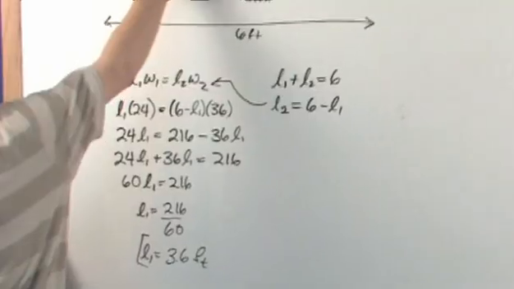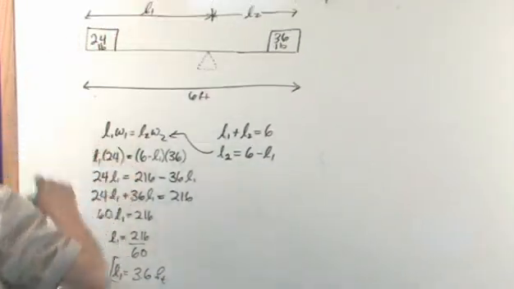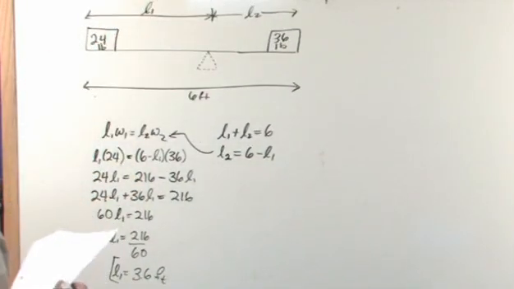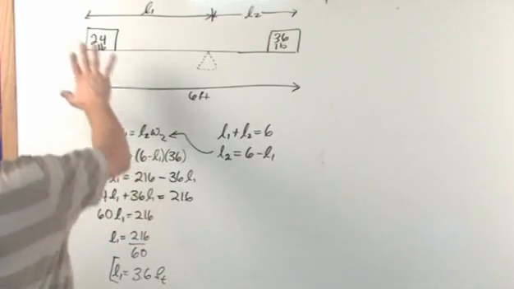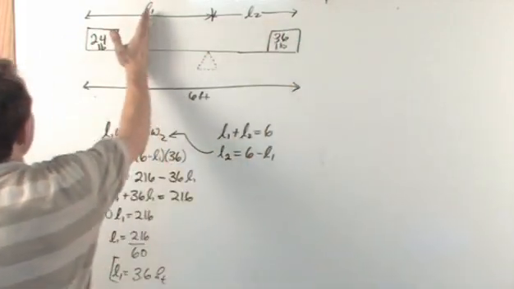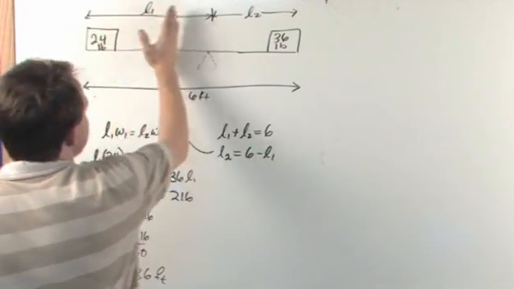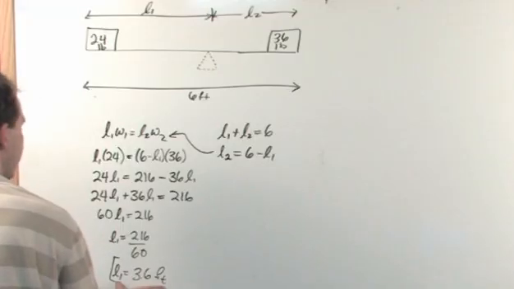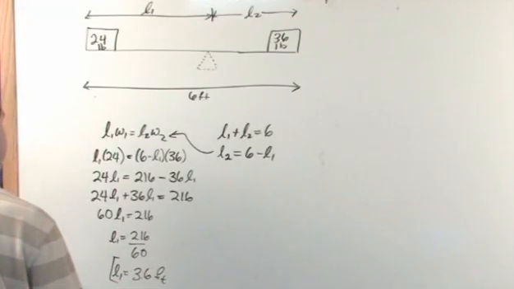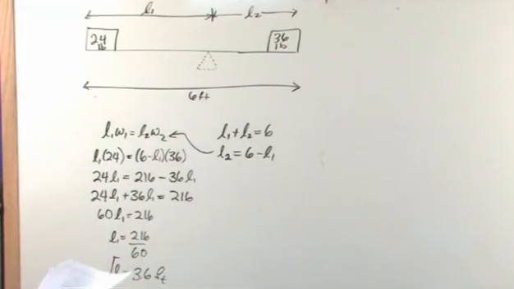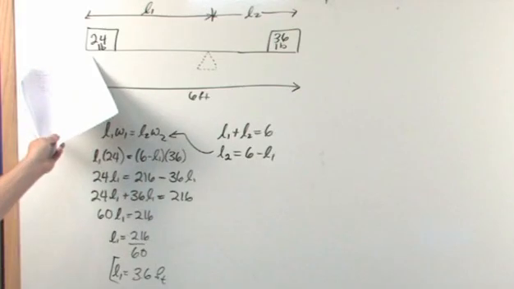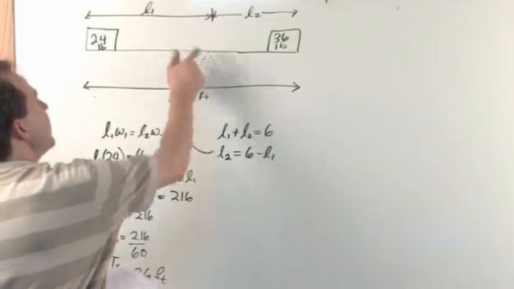So this distance is 3.6 feet there. That tells you where the fulcrum must be. We've drawn our picture in such a way that L1 is defined as the distance between the 24-pound guy and the fulcrum. So this L1 tells us precisely what the problem asked, which is where do we put this fulcrum. You would write down on your paper, we put the fulcrum 3.6 feet from the 24-pound person. Then this seesaw will balance.